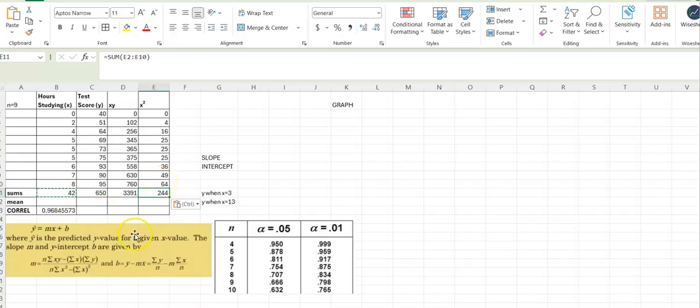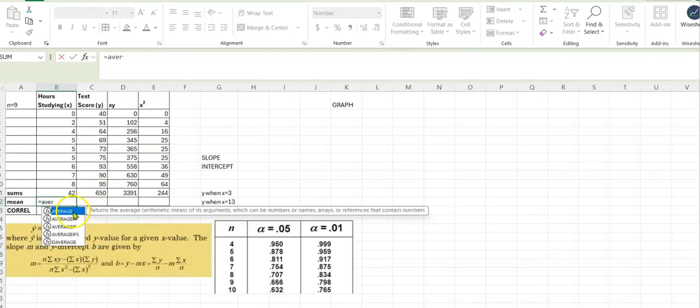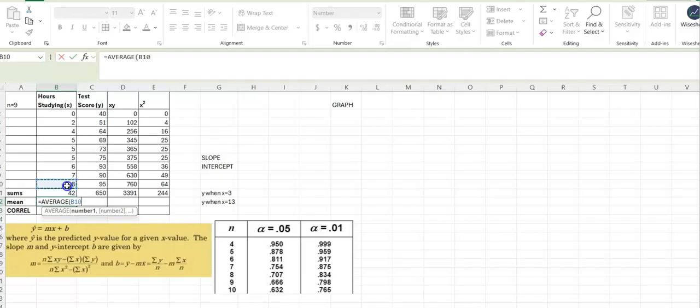I'm also ultimately going to need the mean of the y values and the mean of the x values. So in Excel, that's the formula equal average. And I'm going to use that. I'm going to get the average of the x values. And I'm also going to get the average of the y values. I can just copy this over there.